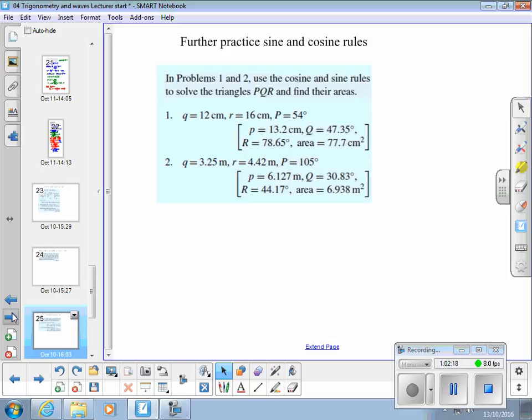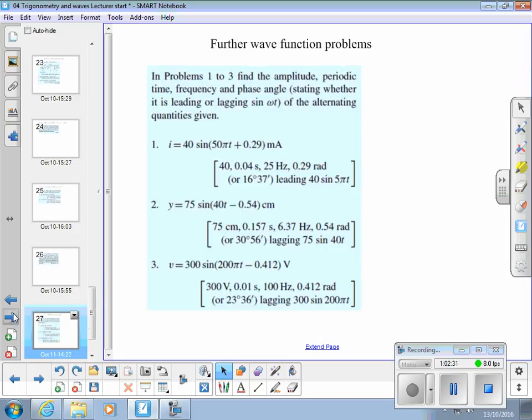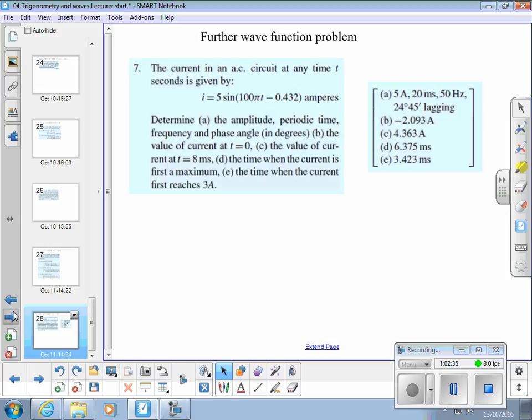There's further practice on the sine and cosine rules, with a problem involving sine and cosine rules, okay, and further wave function problems there and there. And those bits over there are the final answers you're heading for. So that's what you should be getting.